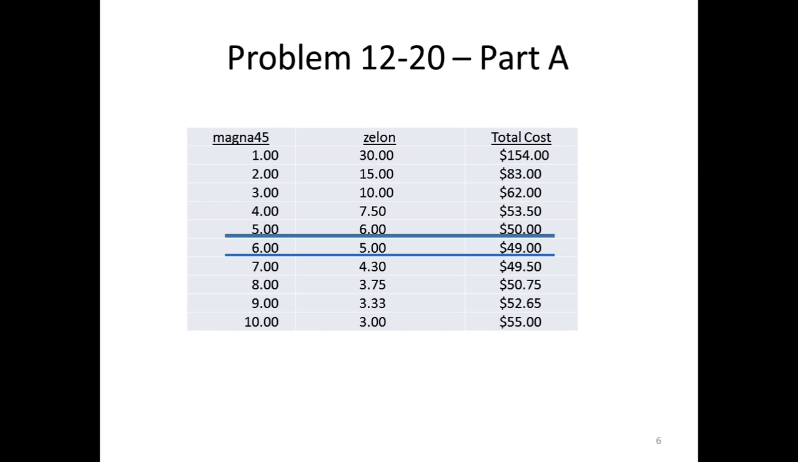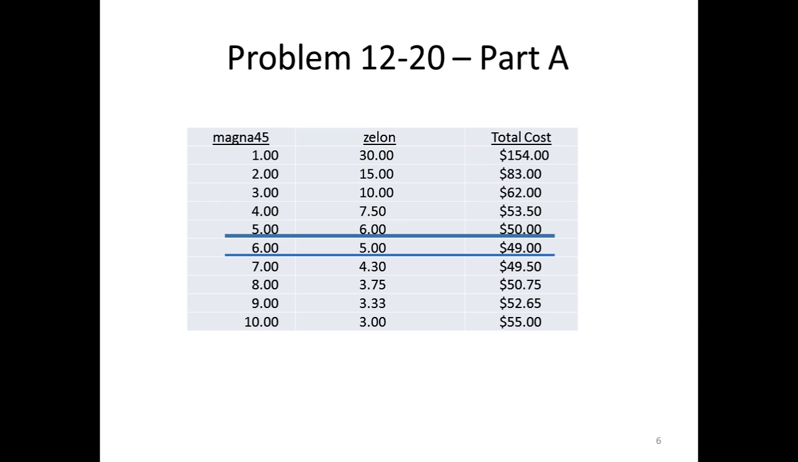So if you take a look at the schedule of the various combinations needed and price those combinations, you'll see when you review the prices that a combination of 6 gallons of Magna 45 and 5 gallons of Zelon actually lowers the total cost to $49 per batch of Zerton, which is the lowest cost available. Any other mixes result in higher costs.